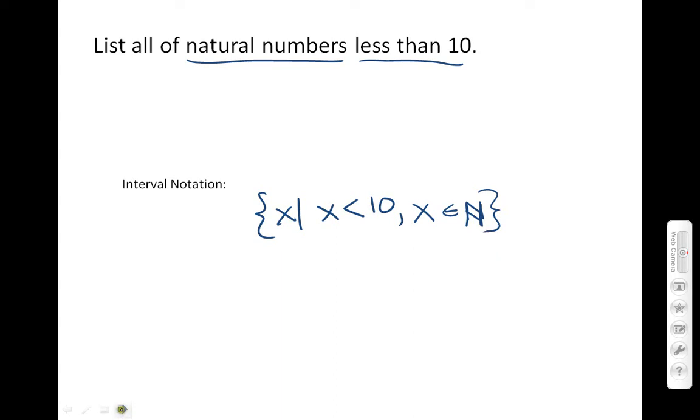Okay, let's try putting it on a number line. Here's my number line, and I want natural numbers less than 10, so I'll put 10 over to the right because that'll be a large number. And then let's think, natural numbers less than 10.